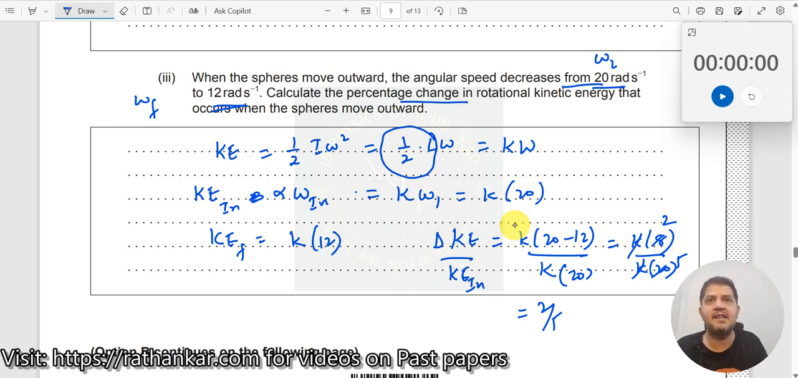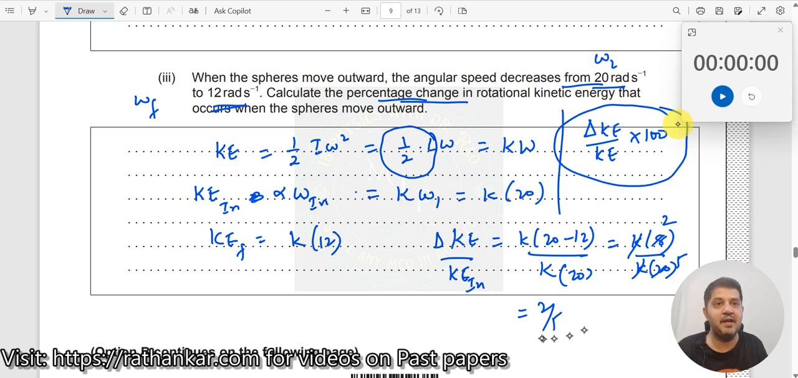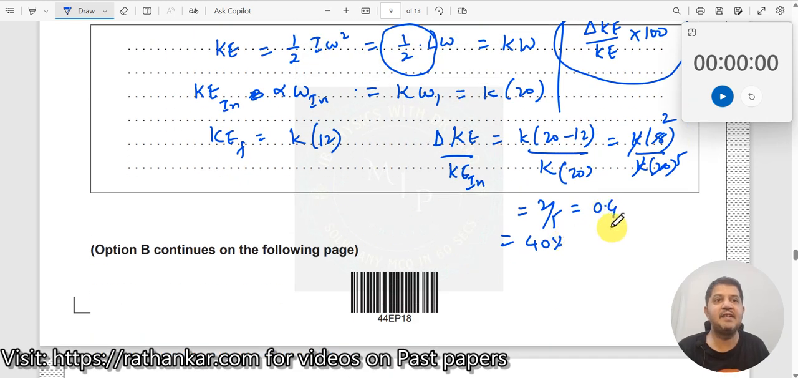Why did I do this? Because what is being asked is the percentage change. What do you mean by percentage change? Percentage change is obtained by delta KE divided by KE multiplied by 100. I hope you understand this from your error perspective. You have learnt about relative error and percentage error. This is the same thing that is being asked over here. So 2 by 5 is nothing but 0.4. If I multiply this by 100, I get the answer as 40%. Thus the answer here is 40%.